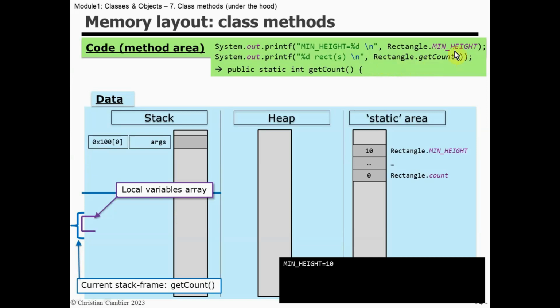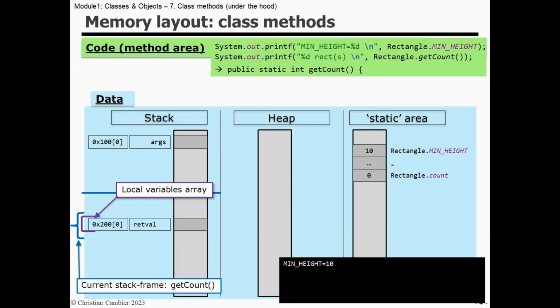Static members, variables or methods are preceded by the name of the class dot, so an object reference is not needed. And hence, when invoking a static method, no this pointer will be initialized. So no this pointer in the local variables array of the stack frame of the static getCount method. And this is always the case when invoking static methods. Now, since this method will eventually return a value, because it's a non-void method, it's supposed to return an integer, space will be allocated in the local variables array for the return value.